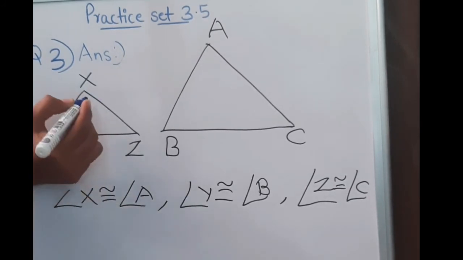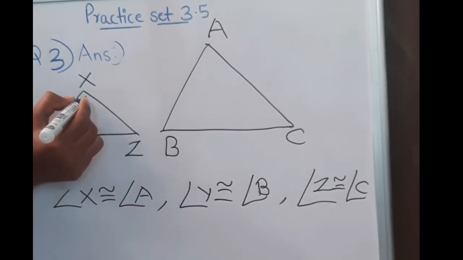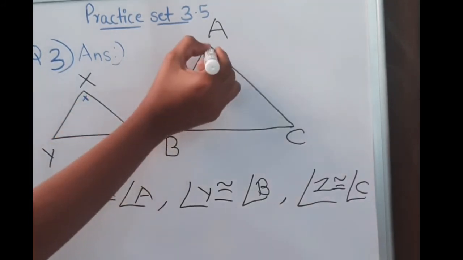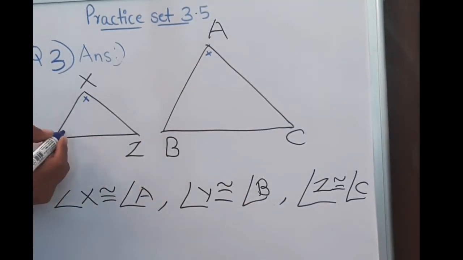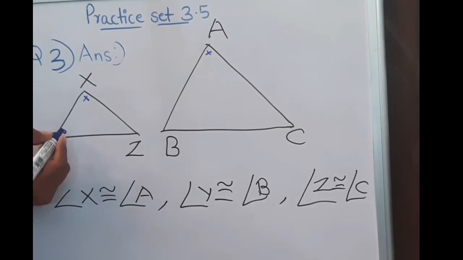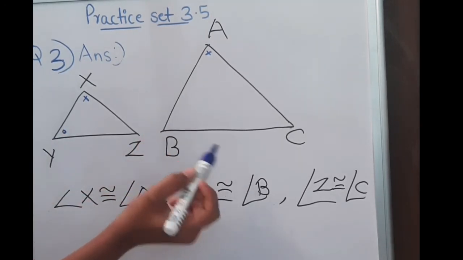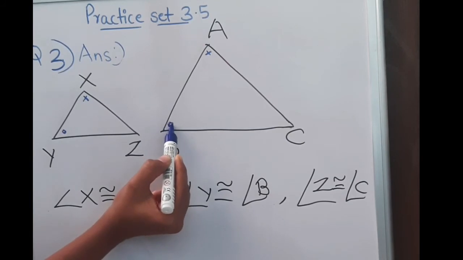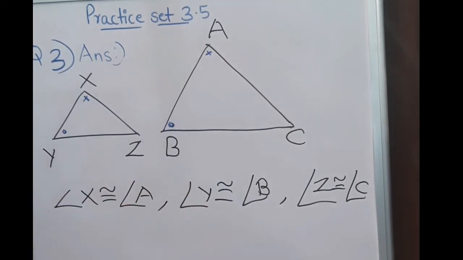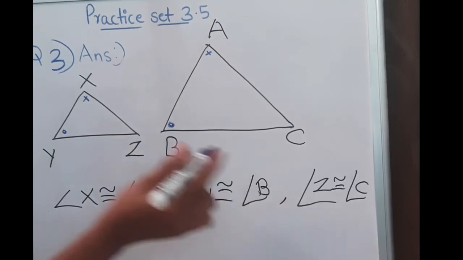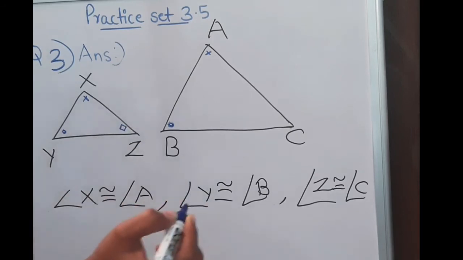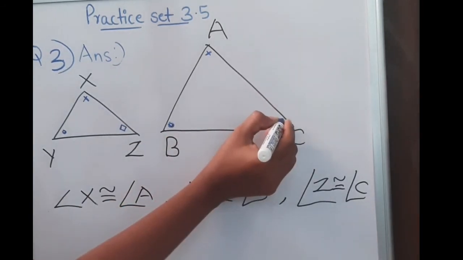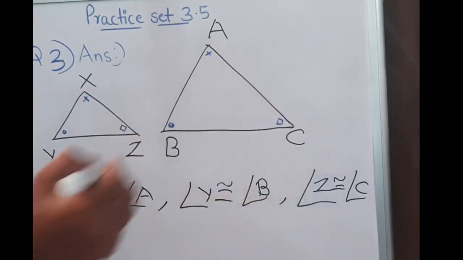Now we will give the same sign for angle X and angle A because they are congruent. So if you are giving this sign here, here also we have to give the same sign. Then we will give for Y and B. For Y we will give this sign, and for B also we will give the same sign. For Z we will give a square, and for C also we have to give a square.